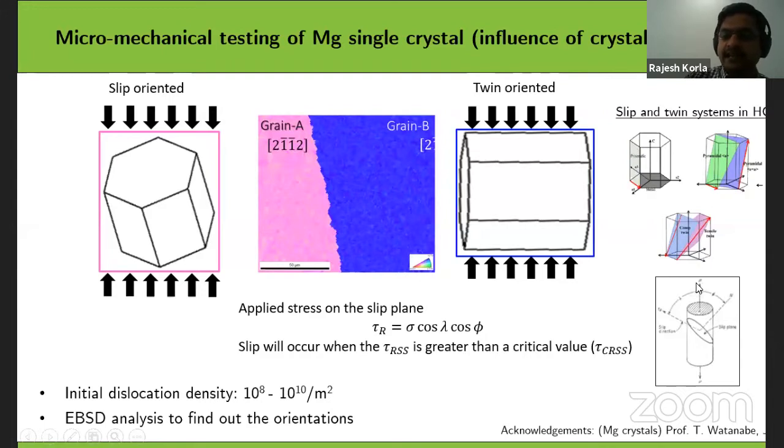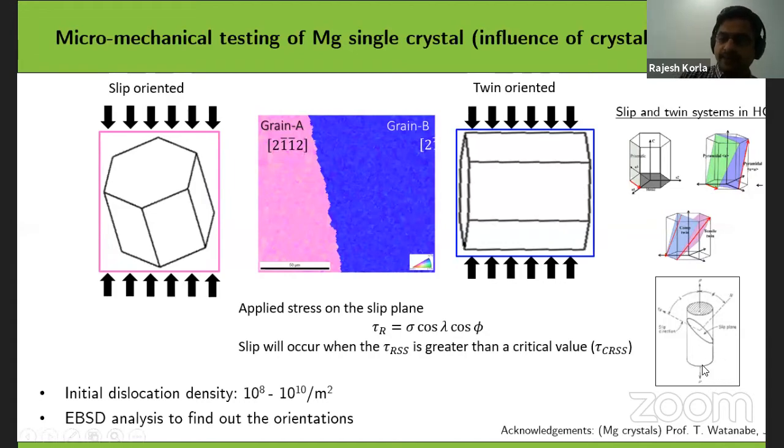That means if the CRS is aligned 45 degrees to the tensile or compression axis, the resolved shear stress is more, because by applying stress like that, using the Schmid factor, we can calculate the resolved shear stress along this plane, where the shear stress is maximum. If your basal planes are aligned like this, the shear stress on the basal planes is much more, and basal planes are the slip systems, so slip can happen easily.